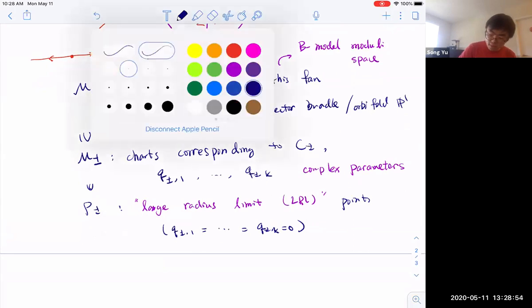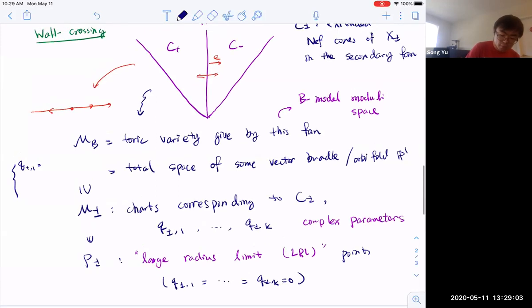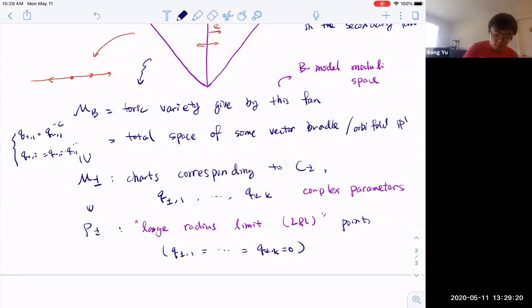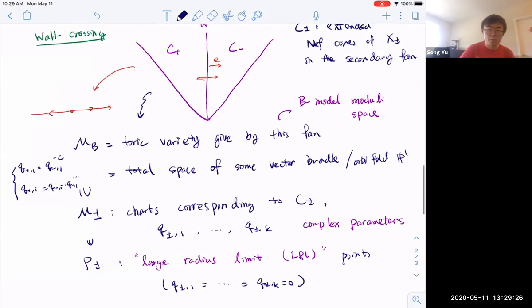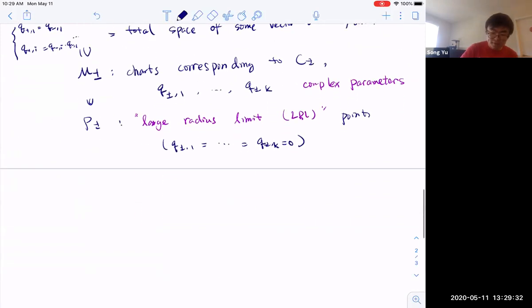The change of parameters here is given like this. If q plus 1 is the parameter along the direction of the base P1, then this is q minus 1 to some minus some positive rational number, and the other q's will transform like q minus i times q minus 1 to some other power. So the parameter in the direction of the base is actually the wall crossing direction in this case. Let me draw a simple picture.